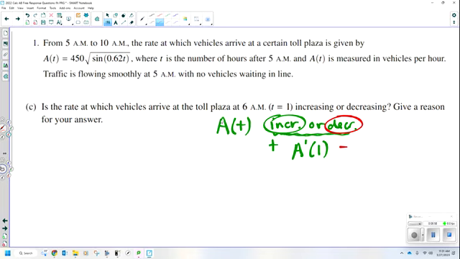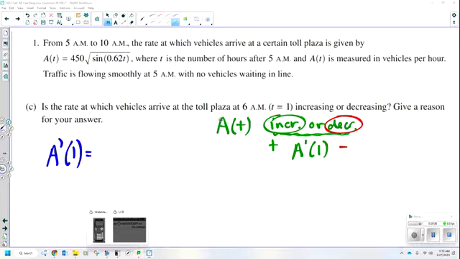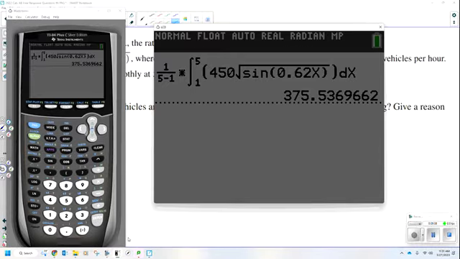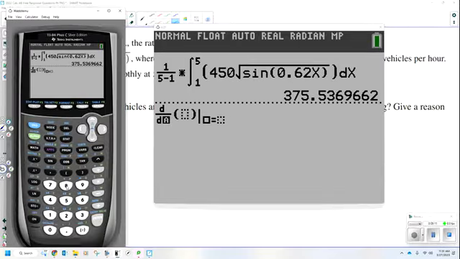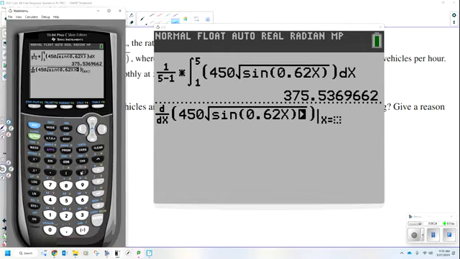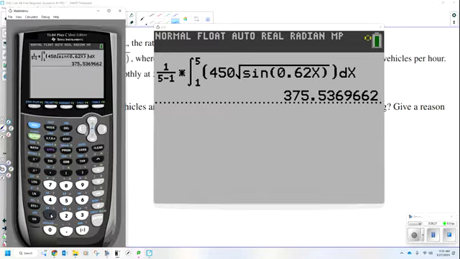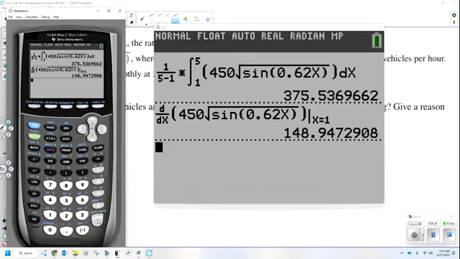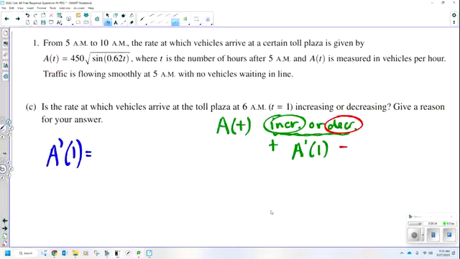We're getting lucky so far. A prime of 1. And again, we have a calculator, so I'm going to go right to my calculator. And I'm going to go to math 8 this time. I'm going to use my x variable. I'm going to put the function in that I want to differentiate: 450 times the square root of the sine of 0.62x when x is 1. That's 148.947.